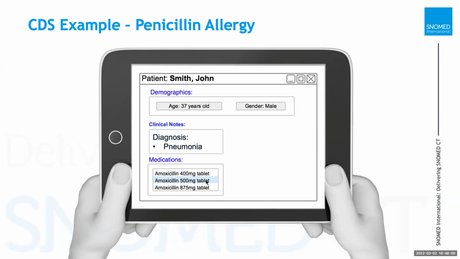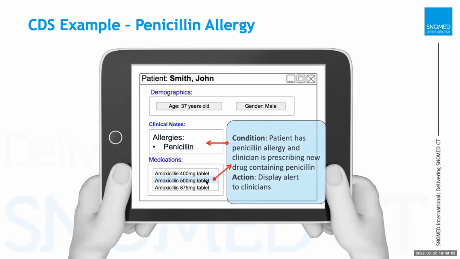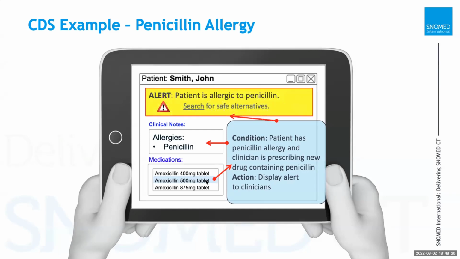However, upon prescribing this drug, we have a clinical decision support rule built into this system, checking this input field, comparing what is selected to the past history or any allergies recorded for this patient. So this clinical decision support rule checks if there is an occurrence of penicillin allergy. And in this case, John Smith does have a penicillin allergy. So an alert is displayed to remind the clinician of this allergy.